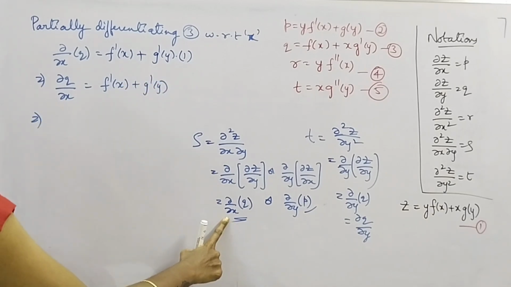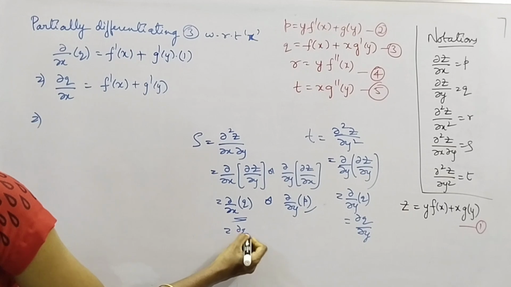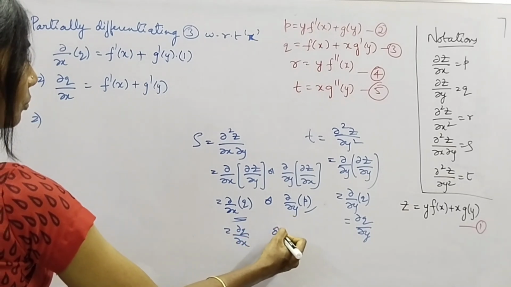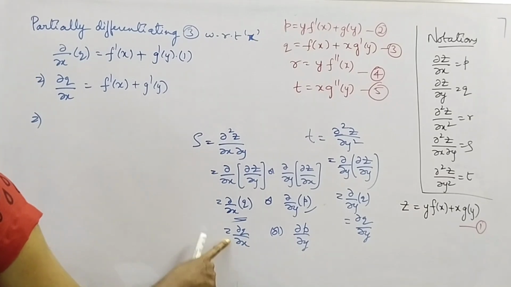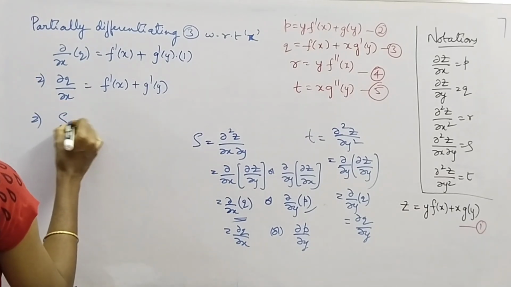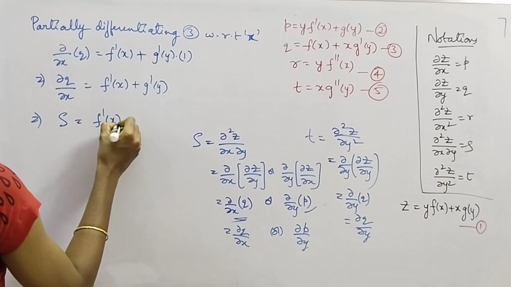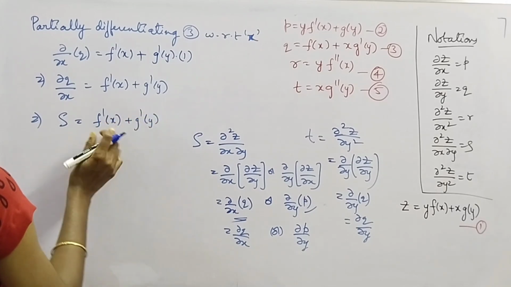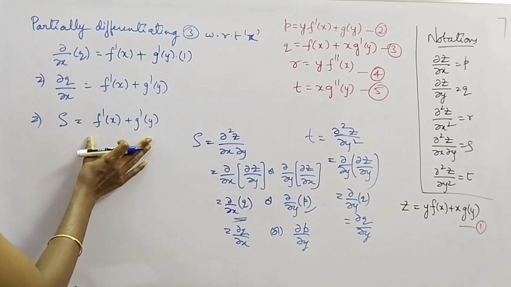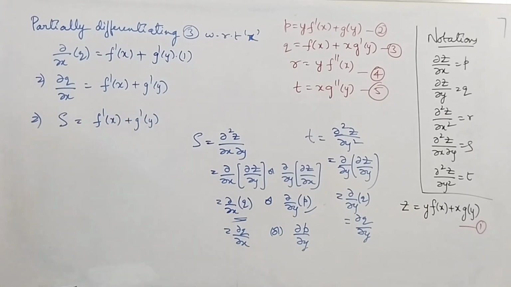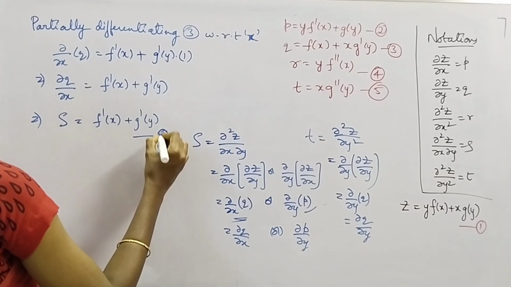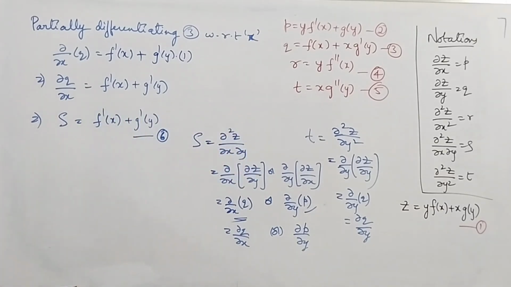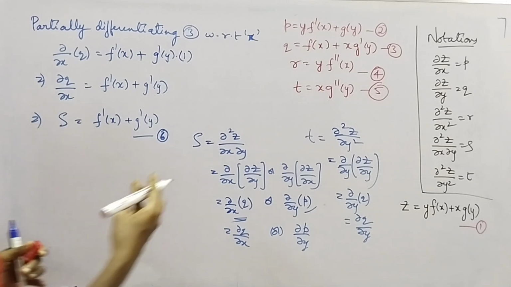Or you can just write this as ∂q/∂x. This can be written as ∂p/∂y. So the partial derivative of q with respect to x is s. We'll get s equal to f'(x) plus g'(y). You have the same pattern, f' plus g', right? Now we can pick it and find the general partial differential equation with the help of all the equations. Let's see how we are going to find it out.